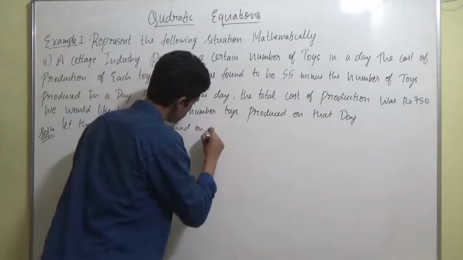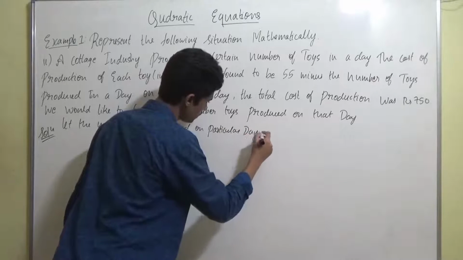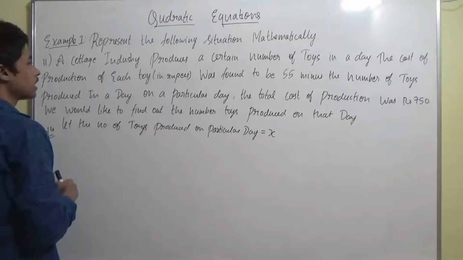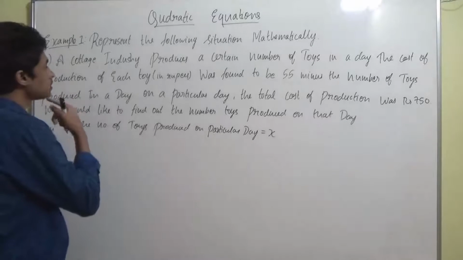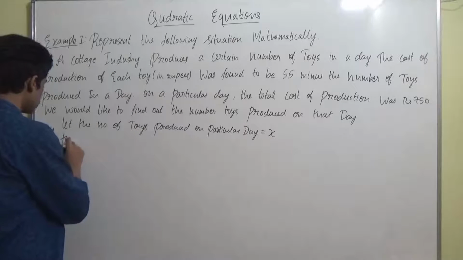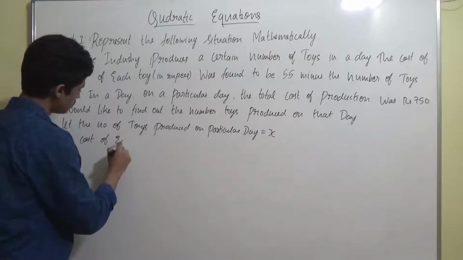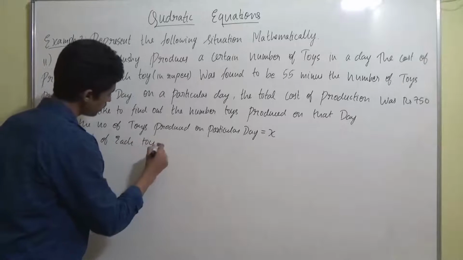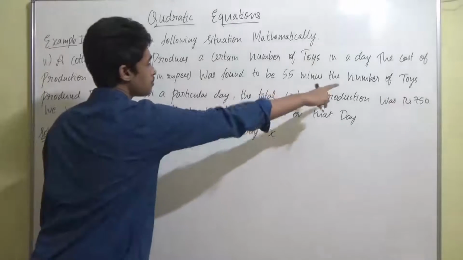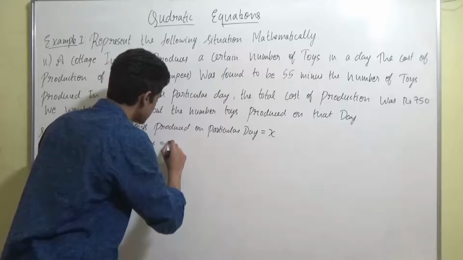Produced on particular day be equal to x, and then they are telling the cost of each toy. The cost of each toy is equal to 55 minus x, correct? 55 minus the number of toys produced. So the number of toys produced was x, so cost is 55 minus x.